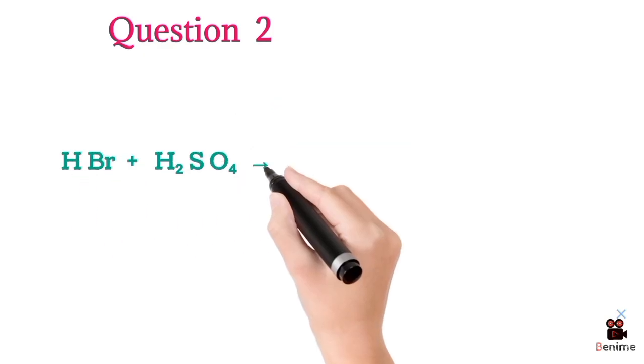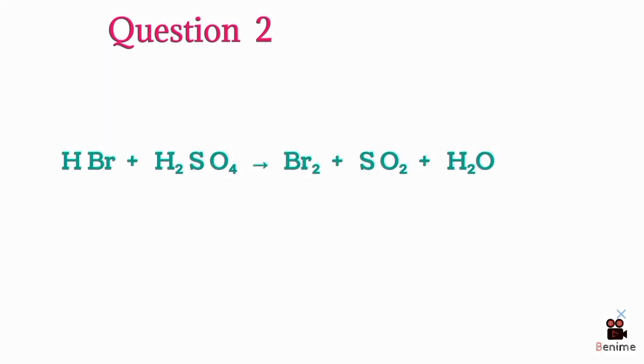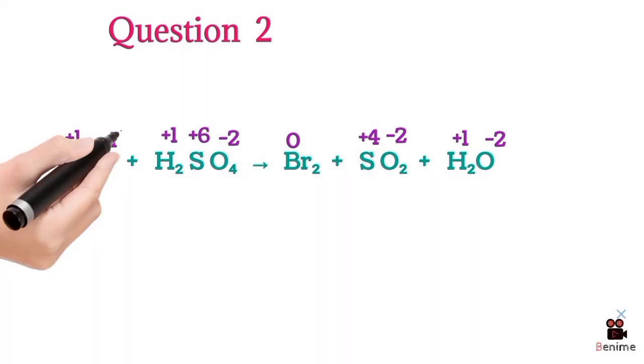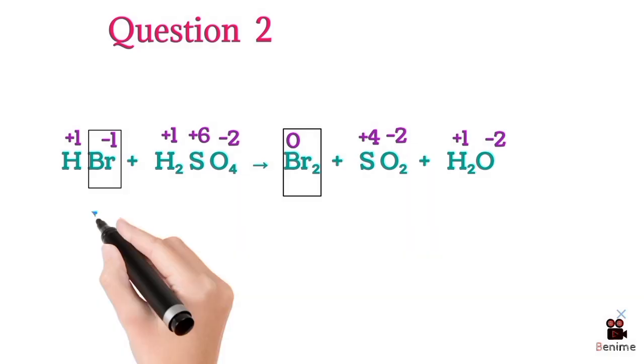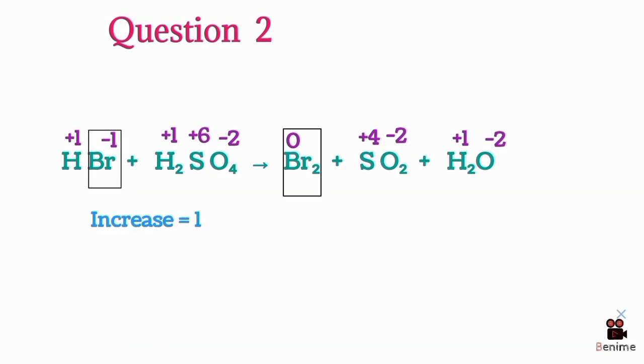Question B. Hydrogen bromide reacts with sulfuric acid to form bromine, sulfur dioxide, and water. Now we will balance this equation by using the oxidation number method. Step 1. Find oxidation numbers. First, focus only on the atoms whose oxidation numbers change. In HBr, the oxidation number of bromine is -1. In bromine molecule, the oxidation number becomes 0, so bromine changes from -1 to 0. The increase is 1, therefore bromine is oxidized.